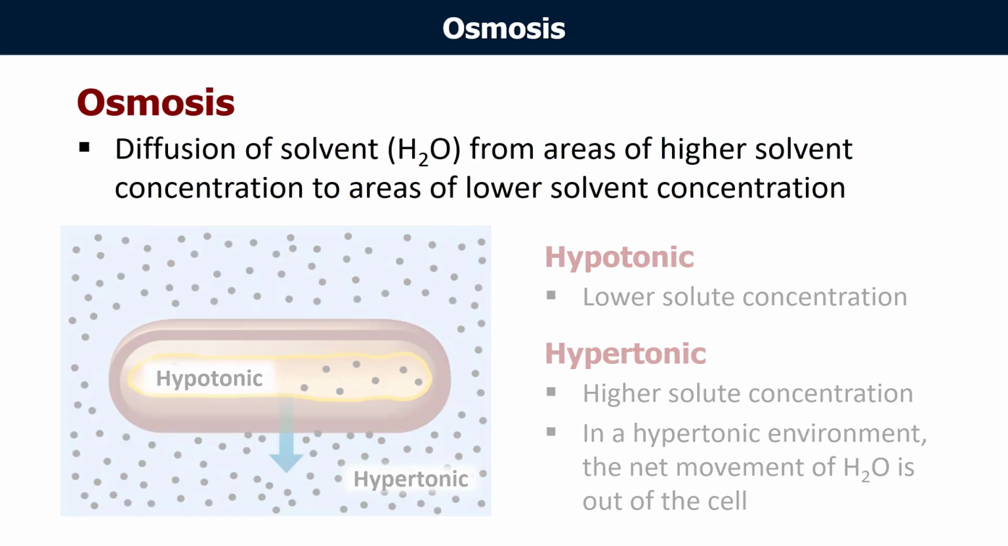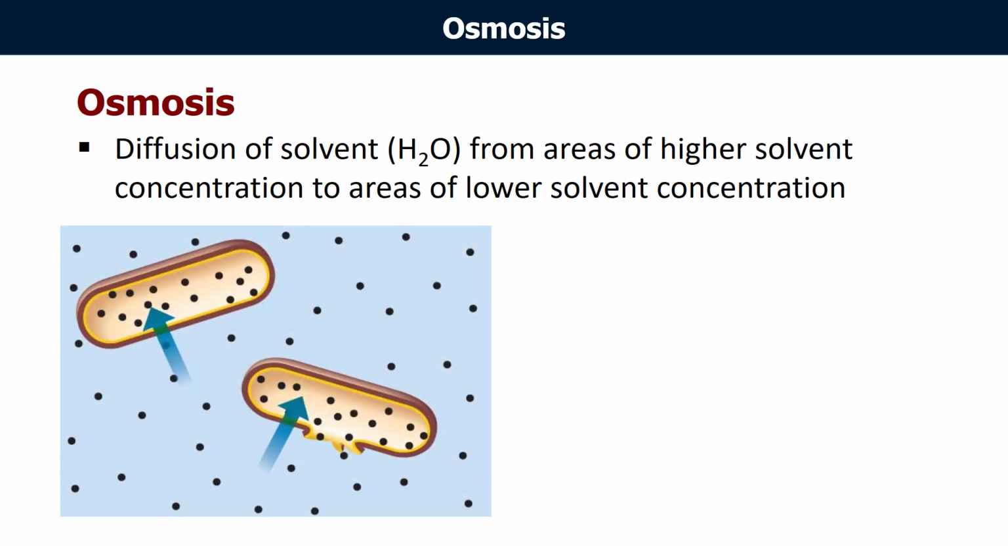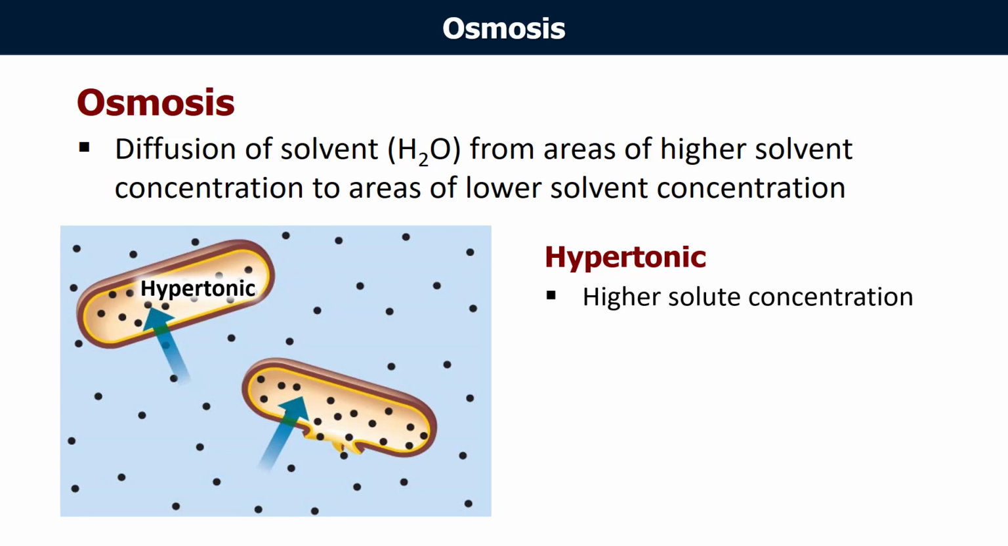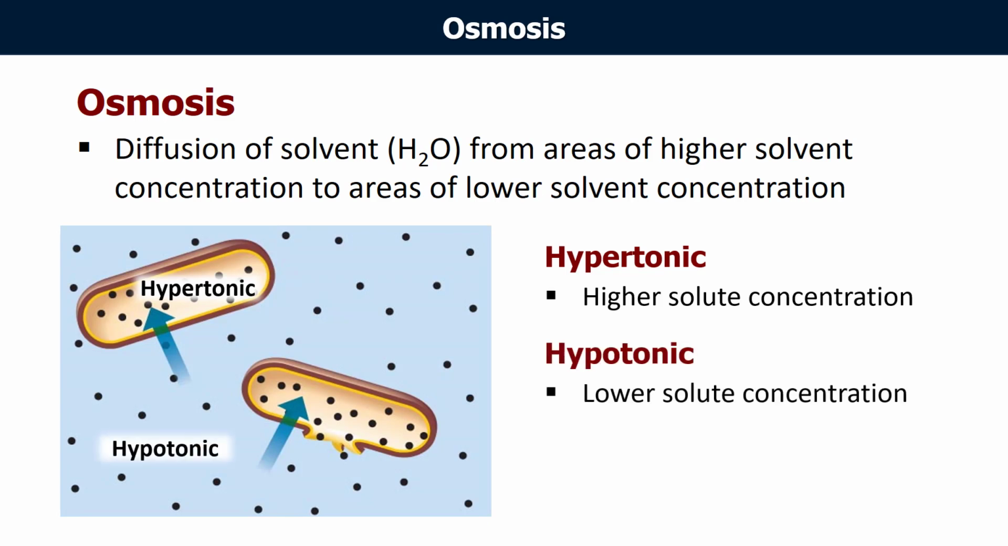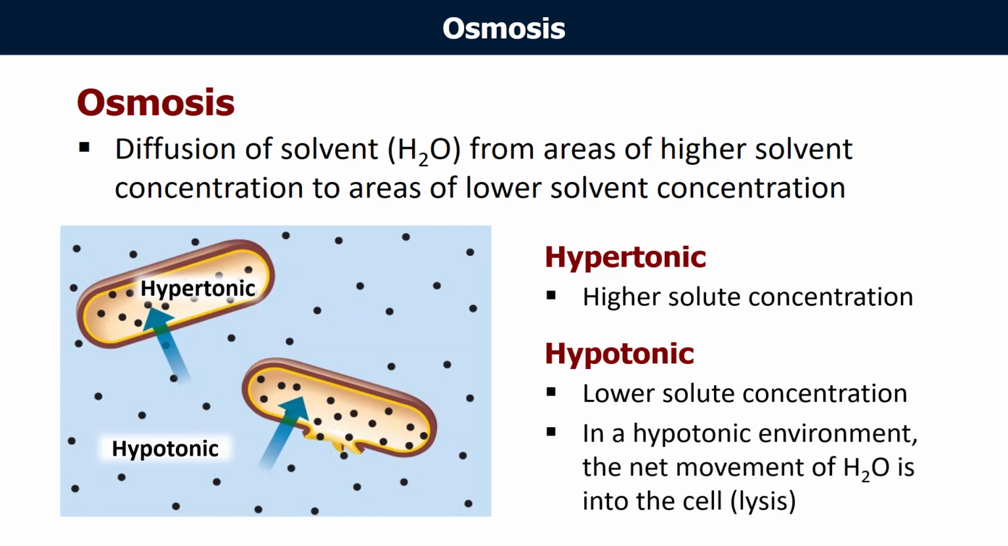And then one more scenario. What if we had something like this? Now the inside of the cell is hypertonic. That's where the higher solute concentration is. And the outside of the cell is the hypotonic area. That's where the lower solute concentration is. So black dots want to move out of the cell, but water, the solvent, wants to move into the cell.